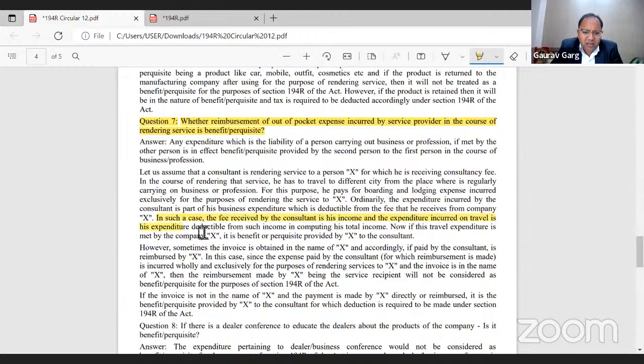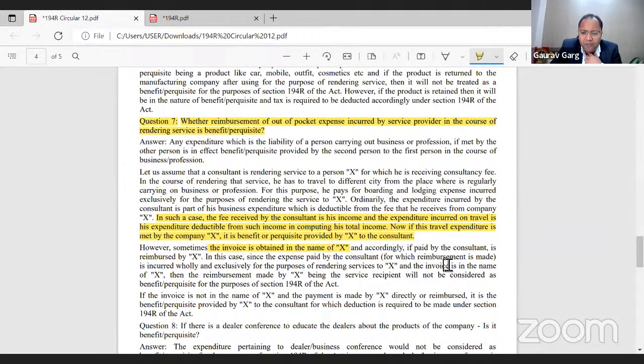In such a case, the fee received by the consultant is his income, and the expenditure incurred on travel is his expenditure, deductible from such income in computing his total income. Now, if the travel expenditure is met by company X, it is a benefit or perquisite provided by X to the consultant. However, sometimes the invoice is obtained in the name of X.